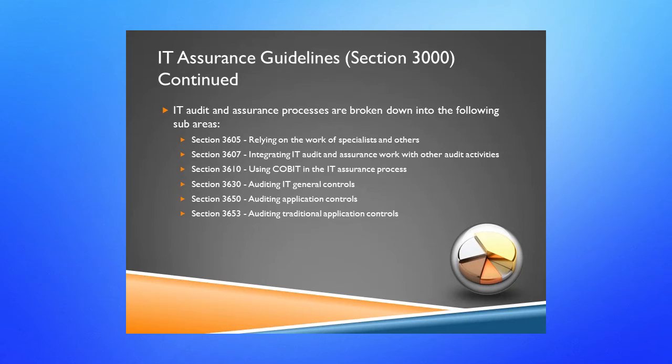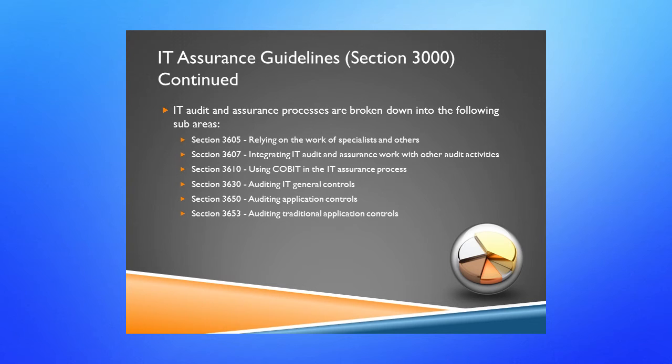Now, your IT audit and assurance processes, they're going to focus on the approach to auditing as well as the methodologies and techniques that you're going to use. This section we're going to talk about here is going to provide information on the common practices, issues, concerns, and pitfalls which should be considered during the audit and assurance procedures. Now, your IT audit and assurance processes are again broken down into some smaller sub areas or subcategories, and I'm going to just hit you with them real quick as far as the list and have some discussion about these. The first is Section 3605, which is relying on the work of specialists and others.